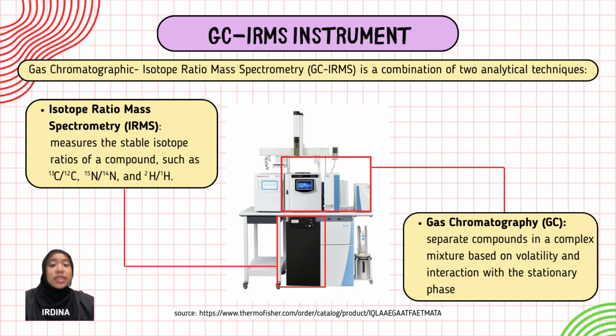Okay, so GC-IRMS is basically a combination of two systems. First, gas chromatography, which separates volatile compounds in a complex sample based on their volatility and interaction with the stationary phase. And also isotope ratio mass spectrometry, or IRMS, which measures the ratio of stable isotopes like carbon-13 to carbon-12 or nitrogen-15 to nitrogen-14. So together, this combination allows scientists to analyze isotope ratios at the molecular level, even in a complex mixture.